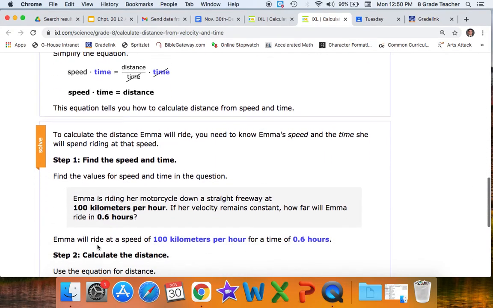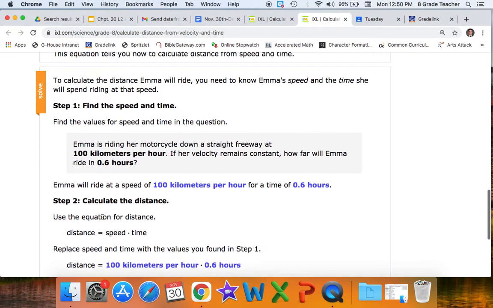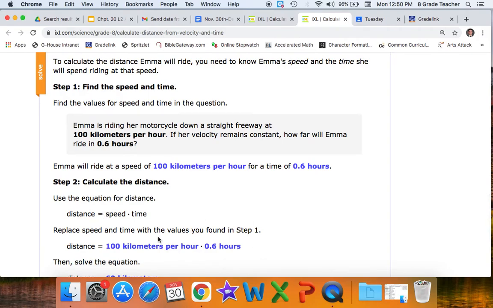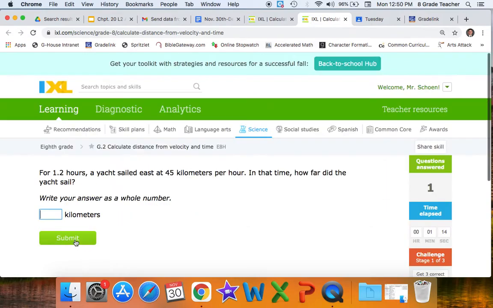Now when I'm actually going to go to calculate, I have to find distance by taking the speed and multiplying by the time. In this example, Emma is riding her motorcycle down a straight freeway at 100 kilometers per hour. If the velocity remains constant, how far will Emma ride in 0.6 hours? So I take 100 and I multiply by 0.6 because distance equals speed times time. So I multiply those two things together to solve the equation. 100 times 0.6 is 60 kilometers, and there's my answer. Got it. Let's try that.